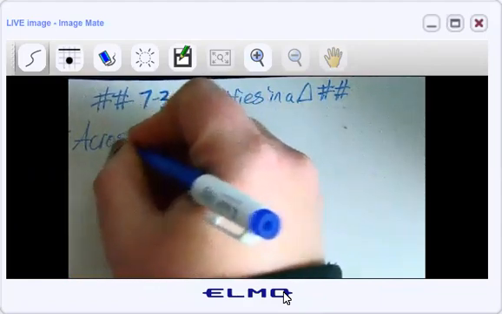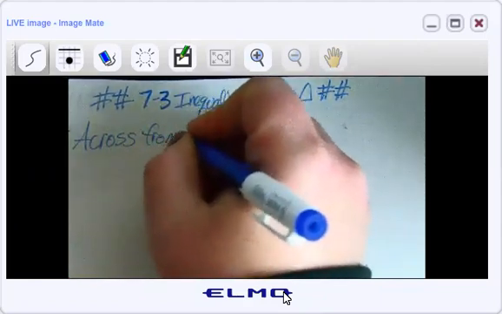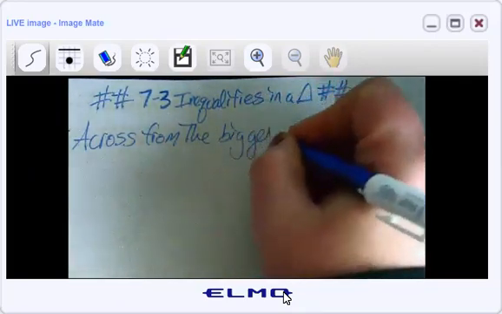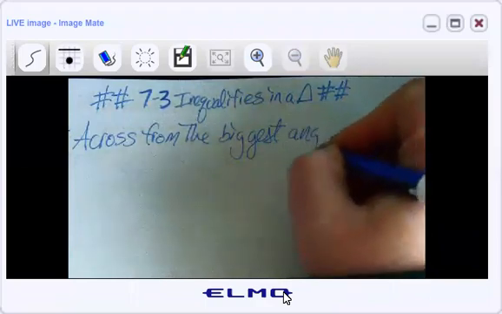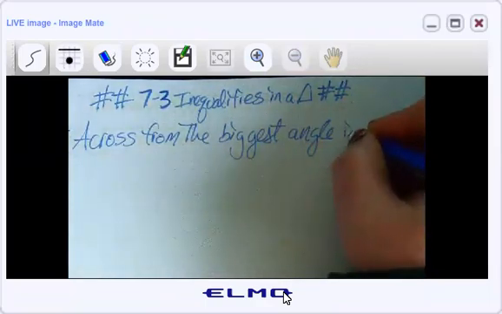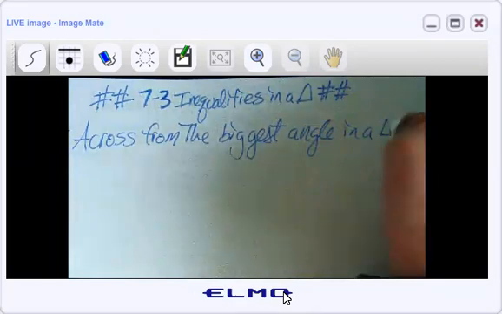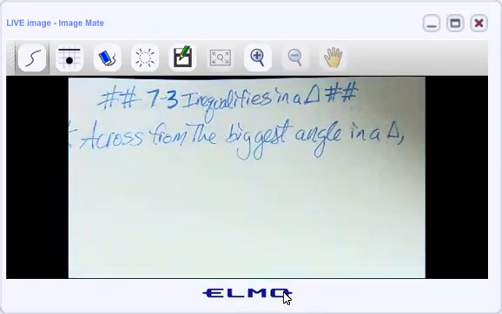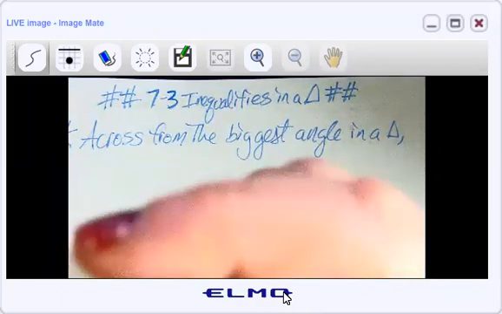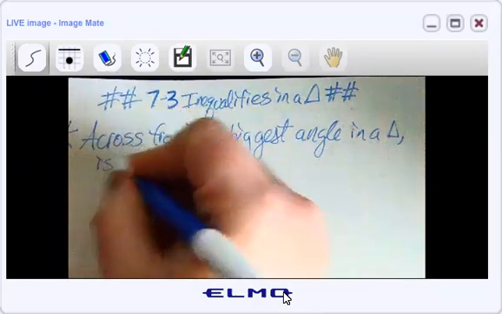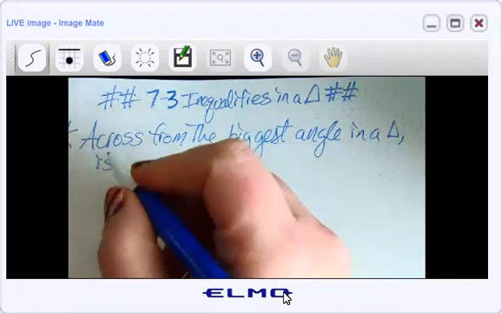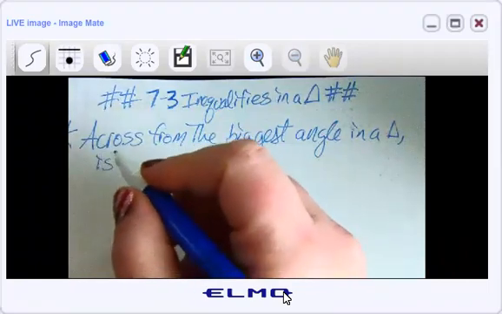across from the biggest angle in a triangle, what do you think you're going to find across from the biggest angle? What do you think would be over there? A smaller angle. You're not wrong, right? I have the biggest angle. The other ones need to be smaller.